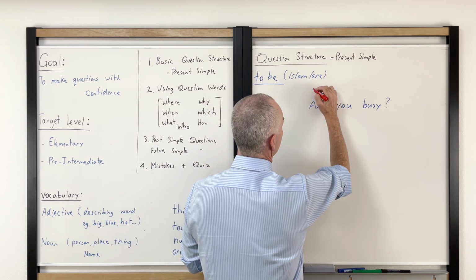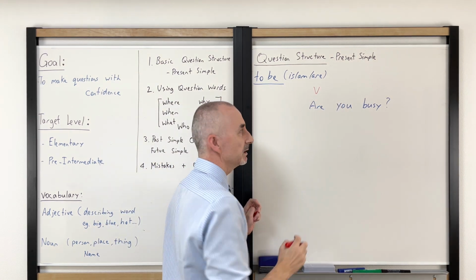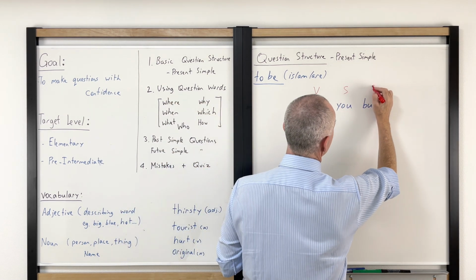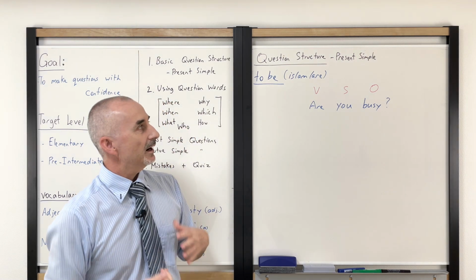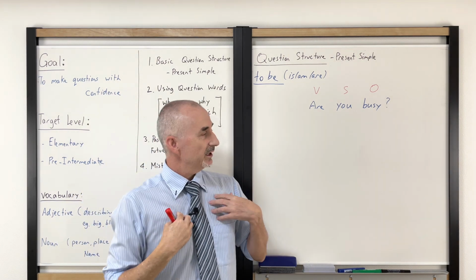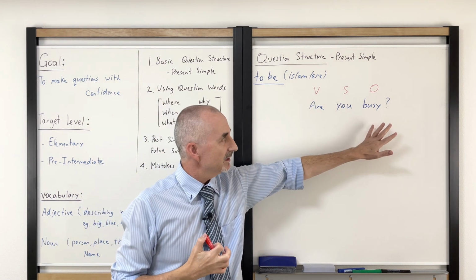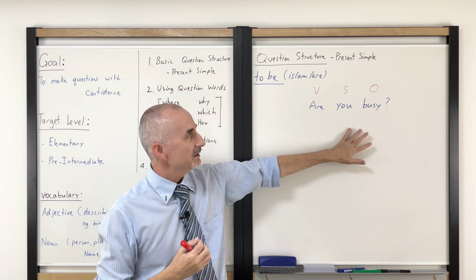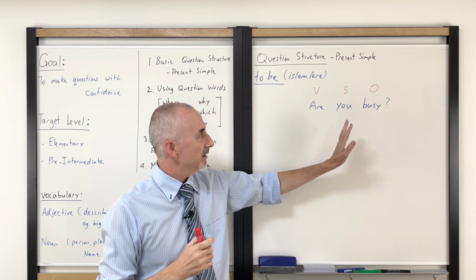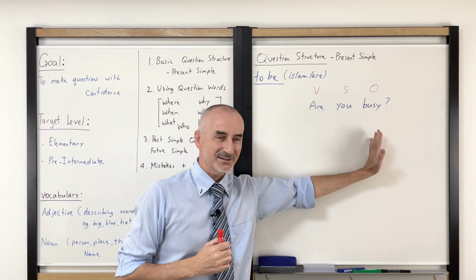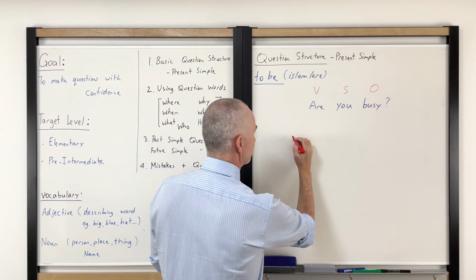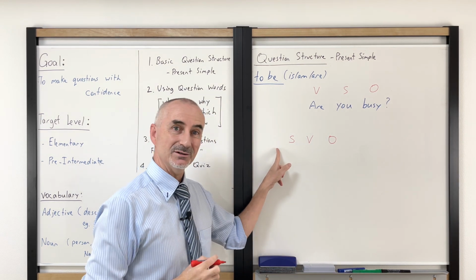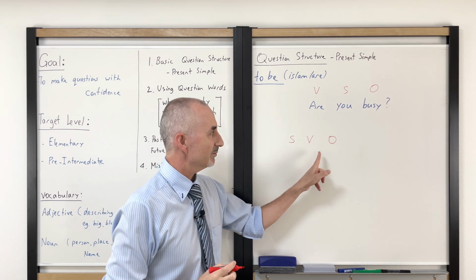Okay, now let's identify the parts of the question. So here we have our verb, V for verb. Here we have our subject, S for subject. And here we have our object. For today's lesson, I'm going to call it the object. I know there are other things like complements, but to keep it simple, I'm just going to call this part the object. Everybody probably knows English is SVO, right? Subject and verb and object.